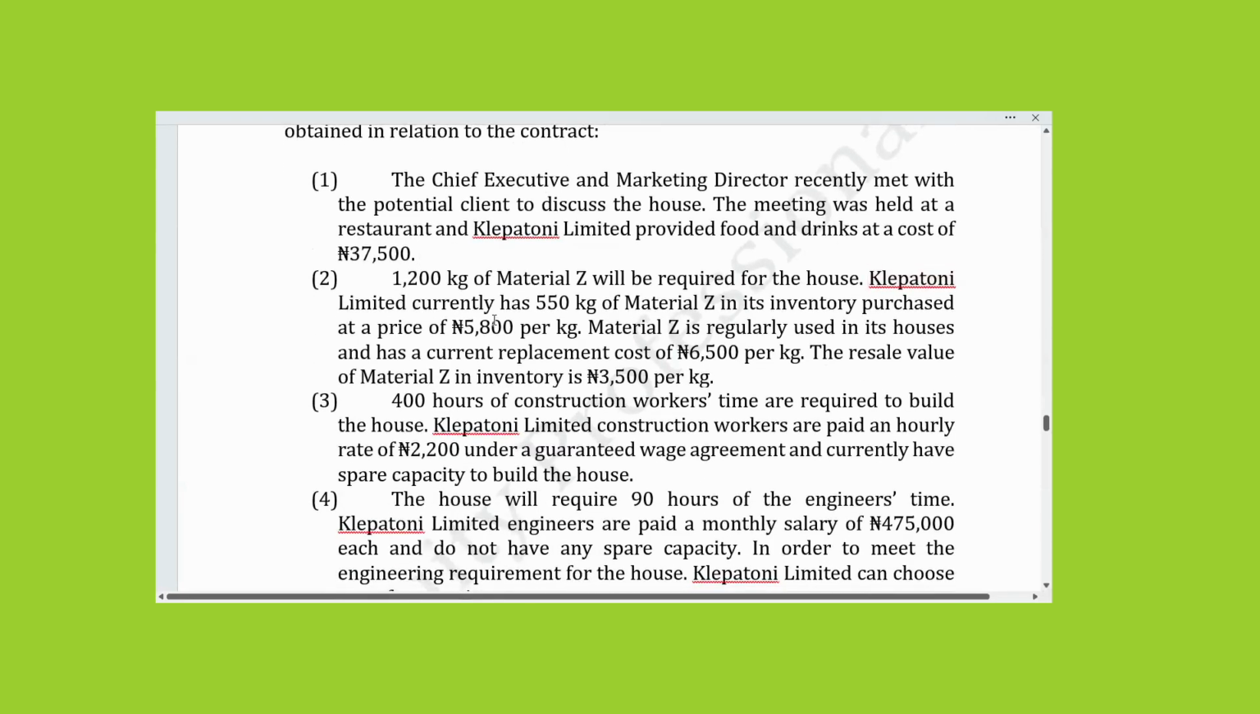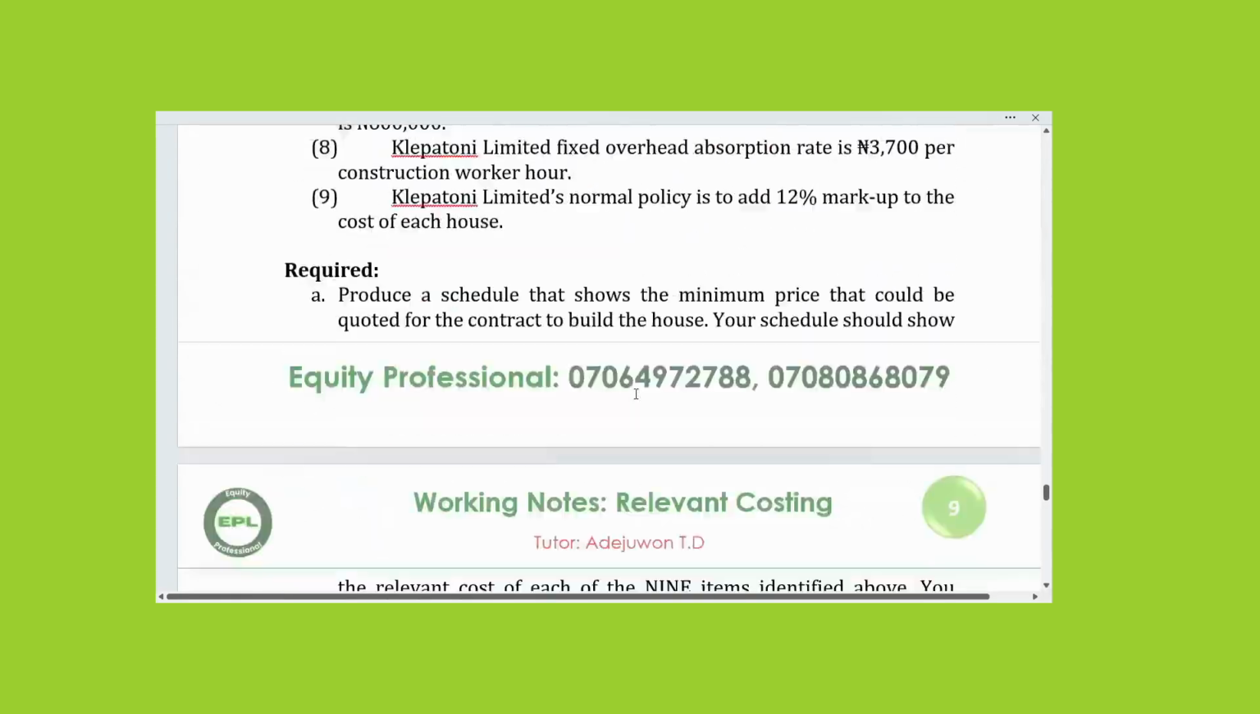So we are told we treated this item number two. The 5,800 naira we said is a sunk cost, a historical cost. We ignore it. We only use the 6,500 being the replacement cost. Also, the 3,500 naira disposal value, we ignore it because we are not told that the material will be disposed of. So let's state our assumption on that.